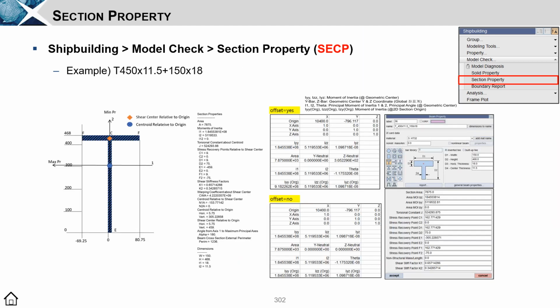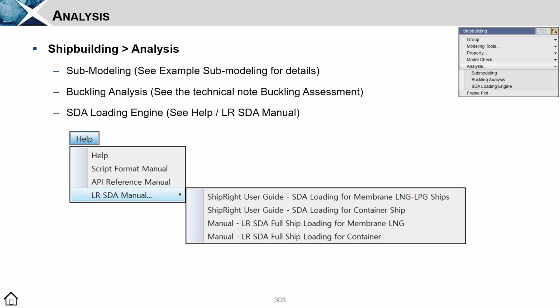The figure shows an example of a calculation of a 1D element section modulus. Differences between offset values have been compared. If offset is not considered, the moment of inertia in the geometrical center and 2D section origin can be confirmed to be the same. This menu is related to analysis tasks for the shipbuilding industry. Please refer to the technical note for buckling analysis and the LRSDA manual for the SDA loading engine.